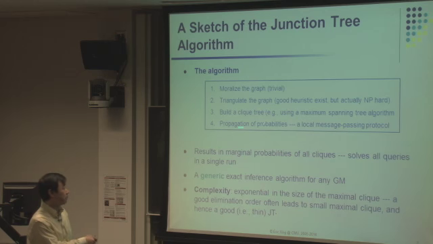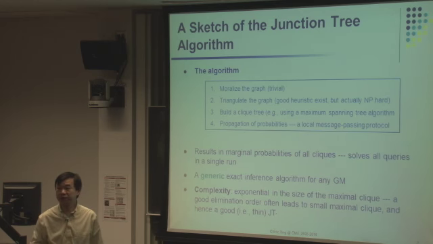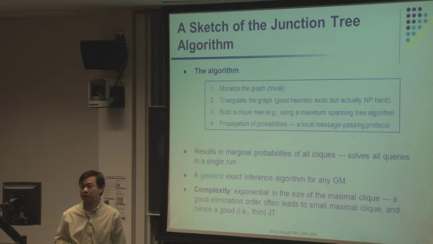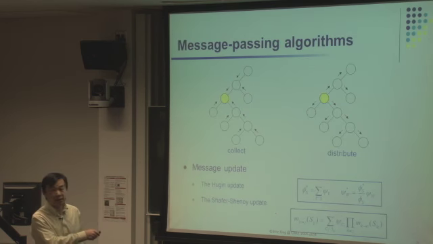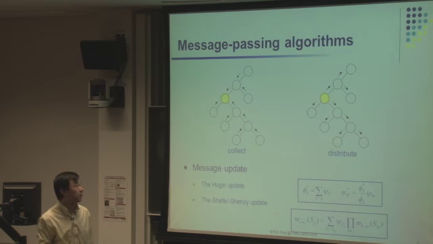And then you are going to run belief propagation, which is now a local message passing protocol, because in this case, on the junction tree, local consistency guarantees global consistency. Okay? And here is roughly an illustration of such a tree.